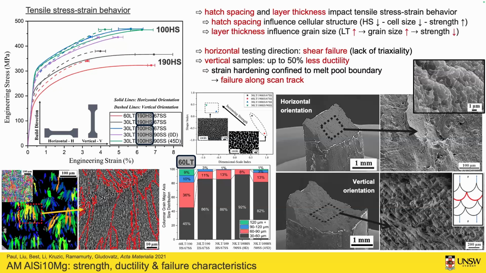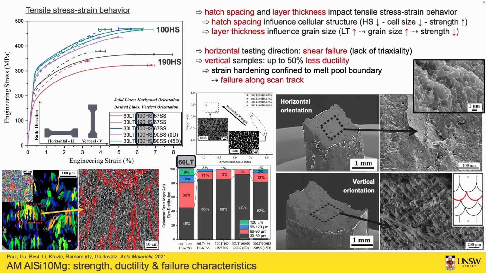What matters obviously also is in what direction we test these materials. Horizontal direction shows overall more shear failure due to lack of triaxiality, despite using quite large samples. Vertical samples compared to that, however, show some type of cup and cone failure, which is primarily caused by failure along these melt pool boundaries. And in these samples, we end up with significantly less ductility.